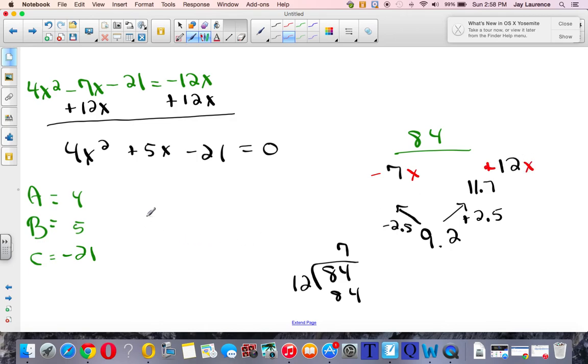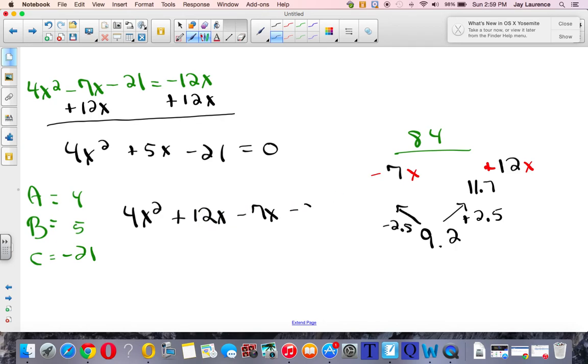Right? Okay, so I'm going to come over here and rewrite this trinomial as a 4-term polynomial. And so I'm going to get a 4x squared. I think I'm going to put the 12x next, but notice the positive moved with the 12. I didn't take the negative. It's a positive 12x here. It's got to be a positive 12x there. Minus 7x minus 21.